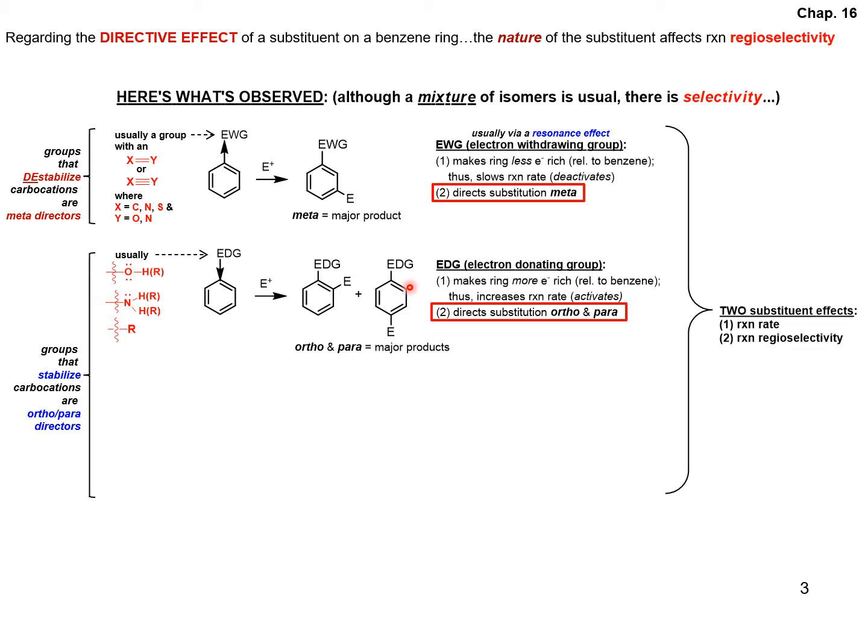Again, that makes sense when you consider the mechanism for electrophilic aromatic substitution, that slow step, the first step, benzene acting as a nucleophile. If you have a group on the ring that is pushing electron density into the ring as benzene is giving its electrons to an electrophile, that would lower the activation energy. It makes benzene a better nucleophile, so that would increase the rate of reaction.